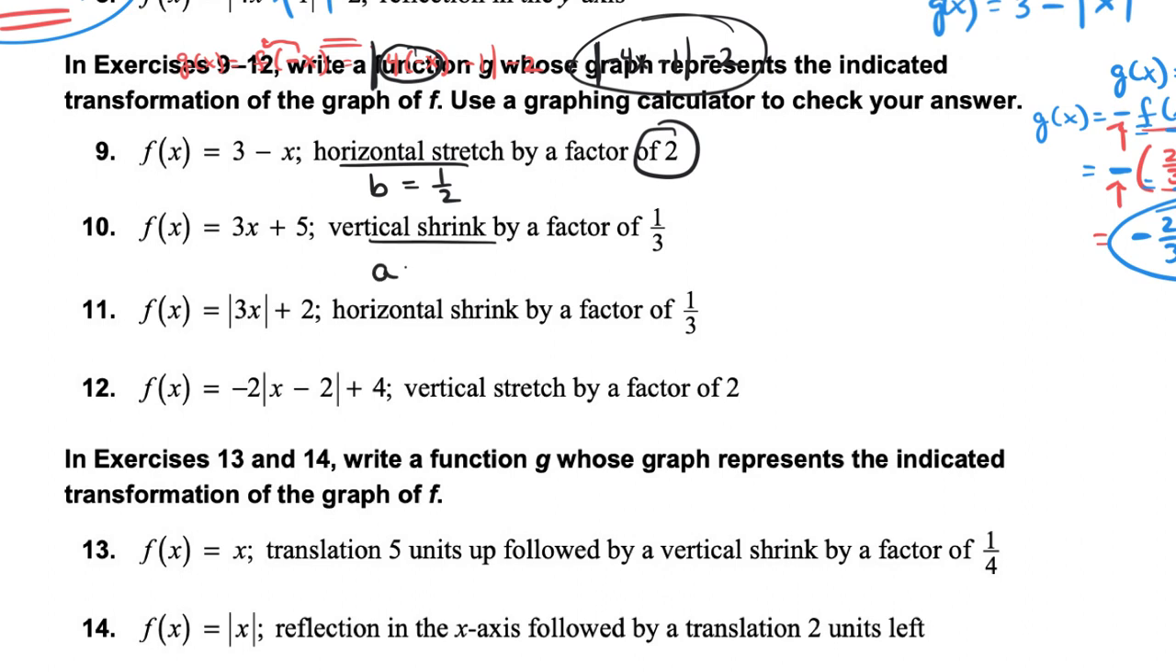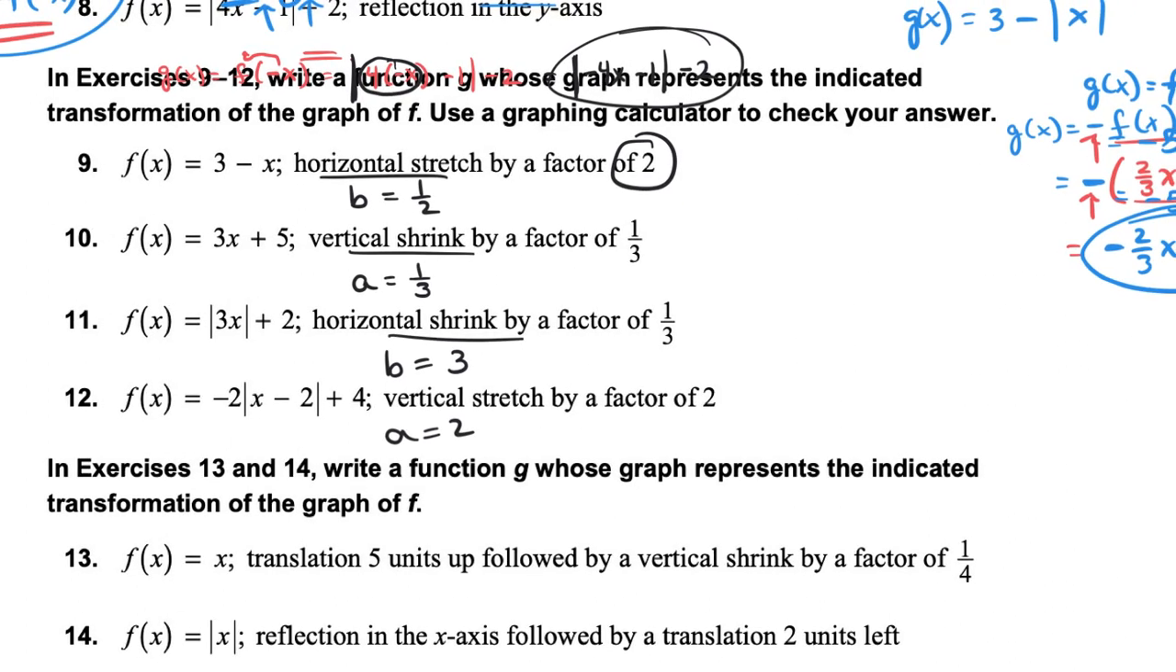Vertical shrinks, that's a equals whatever the number is. Horizontal shrink, that means b equals the reciprocal. And vertical stretch, that means a equals 2. Okay, so let's do that.